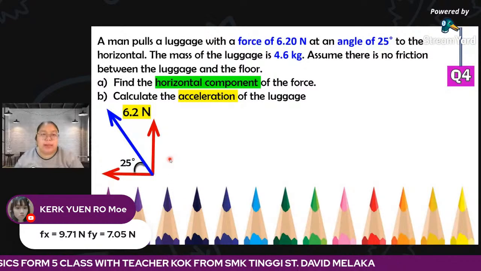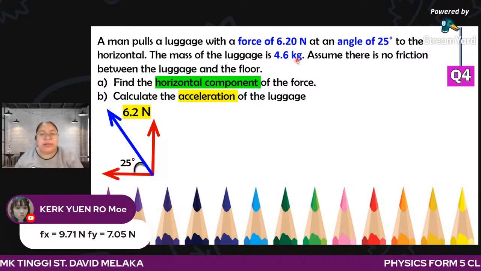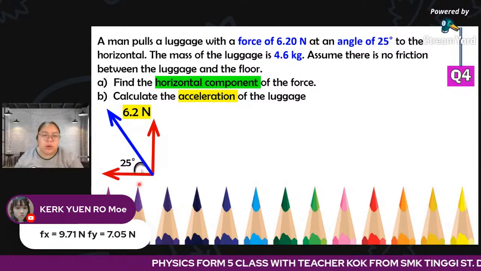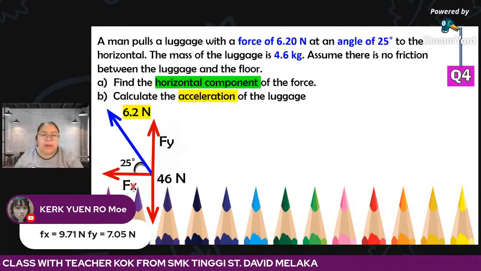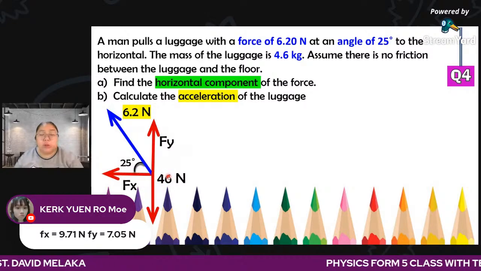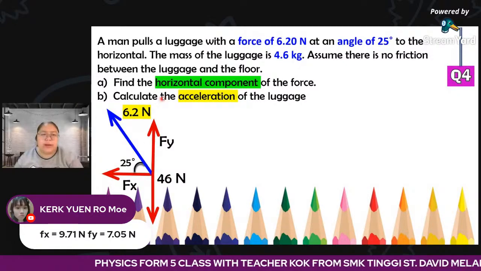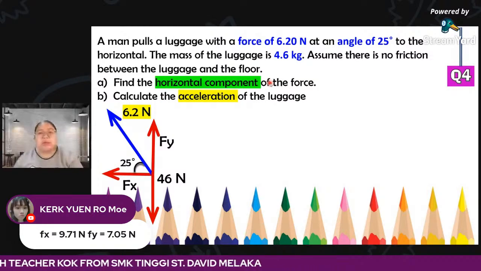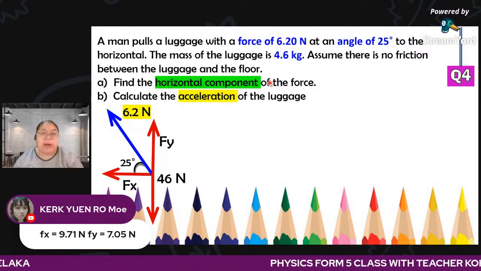The diagram should be like this, then you depend on yourself how to draw. Don't forget, the luggage is 4.6 kg. Remember the weight always goes down. So we label: this one Fy, this one Fx, this one 25. Then the weight is 46 Newton going down. So from here we check. Find the horizontal component of the force. There's just one, horizontal, so that means Fx only. I want the answer from you. What is Fx?